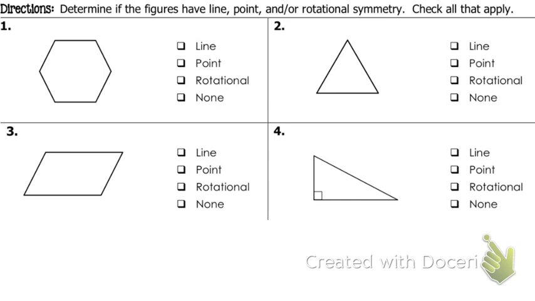I want you to think what types of symmetry this hexagon might have. You have to check all that apply. It's one of those terrible ones where you don't know how many correct answers there are. It could be 1, it could be none, it could be 5. Okay? So there's line, point, rotational, and then none.